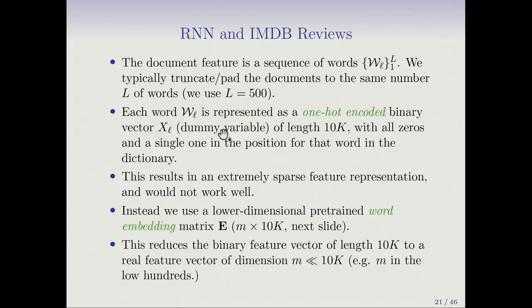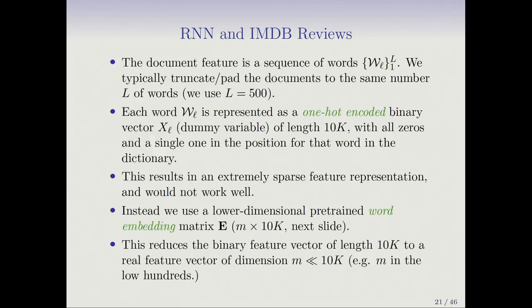So now we need some way to represent each word as a vector. Well, we're going to use a one-hot encoded binary vector, a dummy variable of length 10,000. And that may seem crazy. That's a vector of length 10,000, and all entries are zero except one, corresponding to the position of that word in the dictionary.